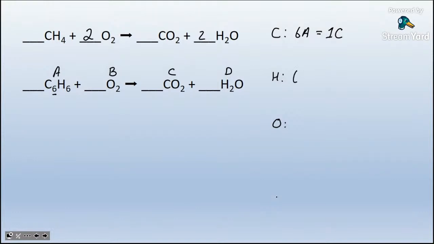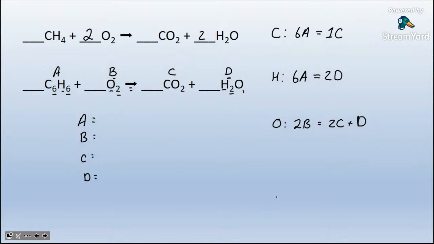For hydrogen, I have 6 hydrogens within A, none in B. Arrow becomes an equal, none in C, and I've got 2 hydrogens in D. Lastly, oxygen, 2 oxygens in B. Arrow becomes an equal, 2 oxygens in C, plus 1 oxygen in D. And to make the equations a little less scary, I don't write the 1s. Not that 1 should really be scary, but now I list my variables. So I have A, B, C, and D.